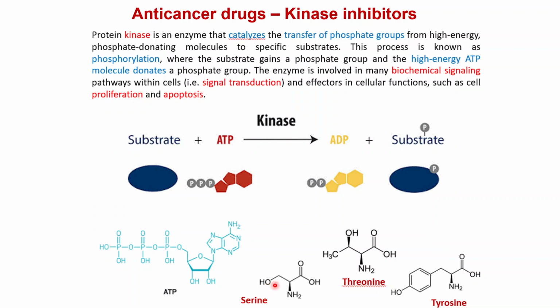The gamma phosphate group adds up to the hydroxyl group in serine, threonine, and tyrosine. So basically, there are two types of kinase enzyme. One is the serine threonine kinase, and another one is tyrosine kinase.